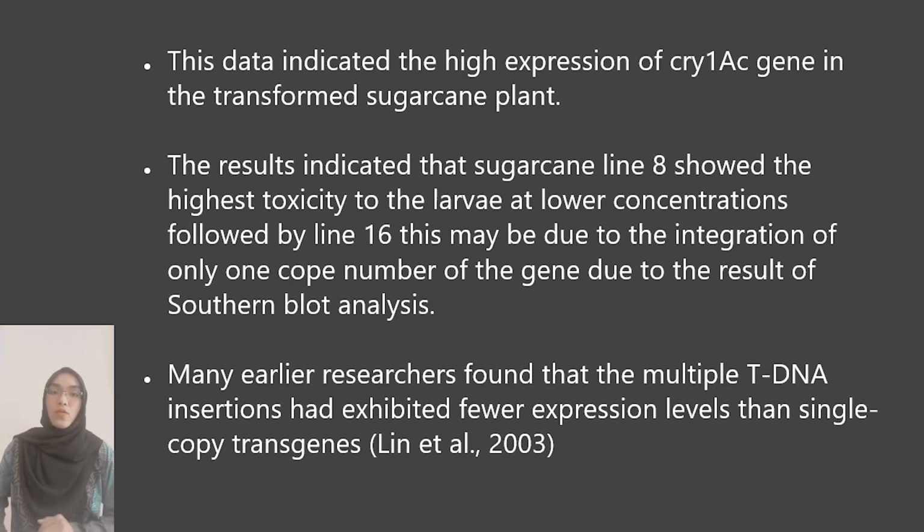These results showed a high expression of the Cry1Ac gene in the transformed sugarcane plants. The findings revealed that sugarcane line 8 showed the highest toxicity to larvae at low concentration, followed by line 6A, which could be attributed to the incorporation of just one copy of the gene as a result of the Southern blot analysis. Many former researchers found that multiple cDNA inserts display less expression than single copy transgenes.